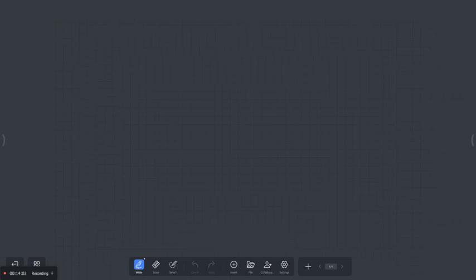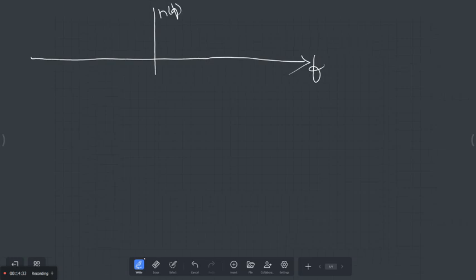See here, normally filters in the frequency domain can be seen from the filter transfer function. See carefully here. This is your F, I'll write F, it can be omega also. Now see here, this is your H of F, capital H of F, in the frequency domain.